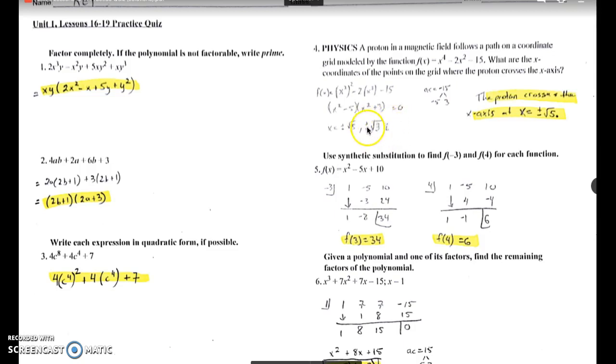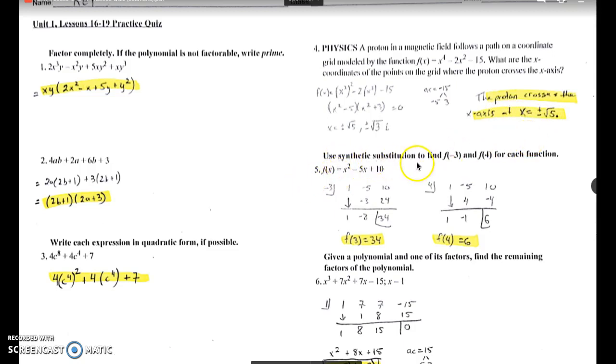The imaginary solutions are not on the graph. You wouldn't see them on a graph because they're imaginary. So the only times you would see the parabola crossing the x-axis are at plus or minus square root of 5. That's what I wrote over here. The parabola crosses the x-axis at x equals plus or minus square root of 5.